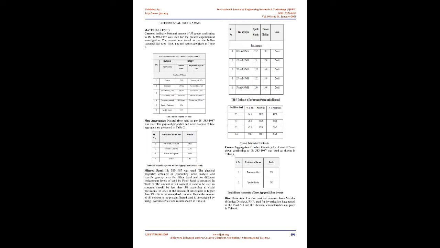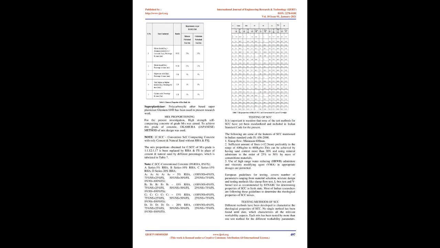Filtered sand, IS 383-1987, was used. The physical properties obtained on conducting sieve analysis and specific gravity tests for filtered sand and for different replacement levels of sand by filtered sand are presented in Table 3. The amount of silt content in sand to be used in concrete should be less than 5% according to codal provisions, IS 383. If the amount of silt content is higher than 5%, it affects the strength of concrete.